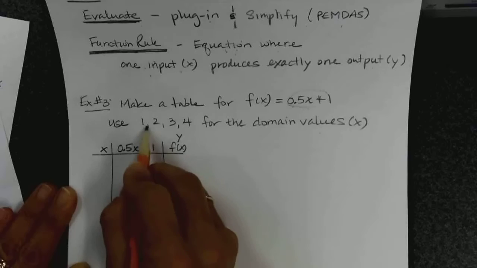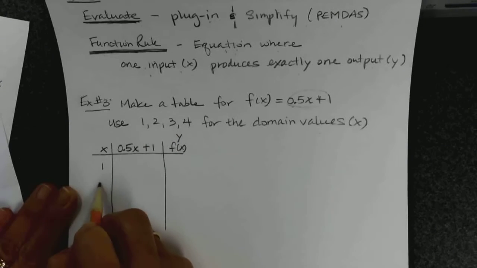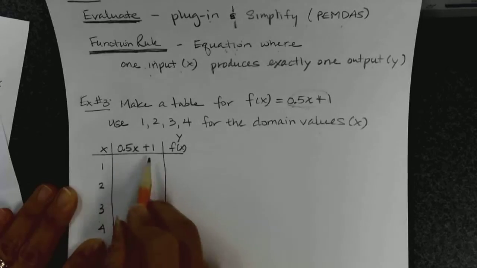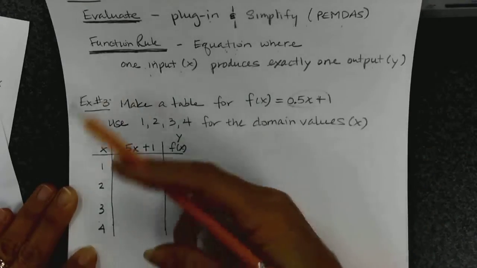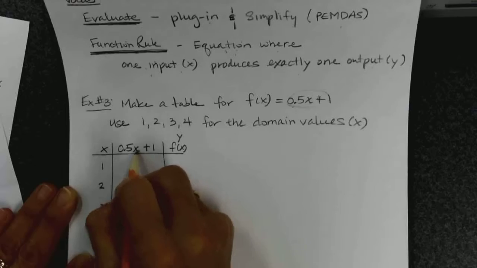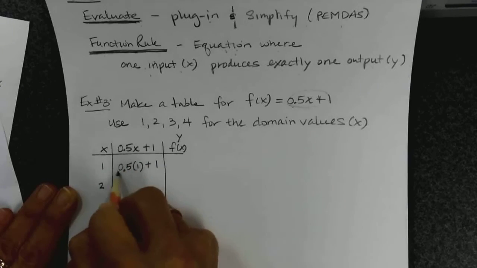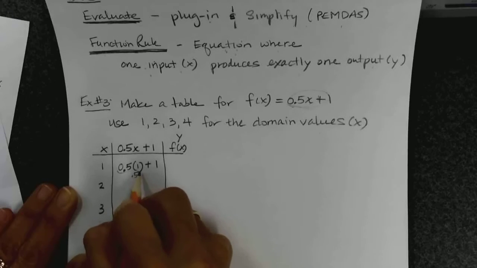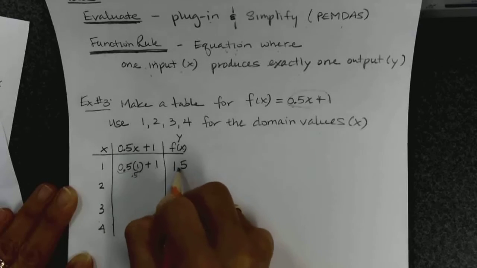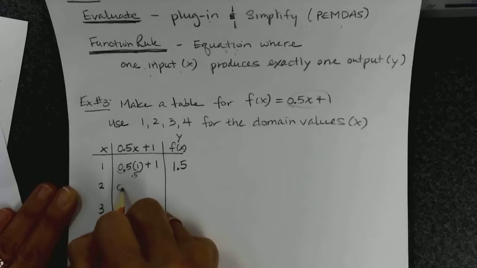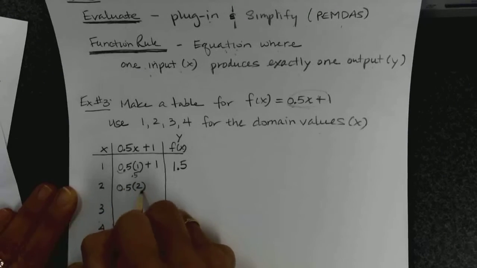So we're going to use 1, 2, 3, 4 for our domain. And we're going to evaluate, which means to plug it in. Plug in for x, so 0.5 times 1 plus 1. 0.5 times 1 is 0.5, and 0.5 plus 1 is 1.5. So f of x, when x is 1, is equal to 1.5. And you do it for each x value.